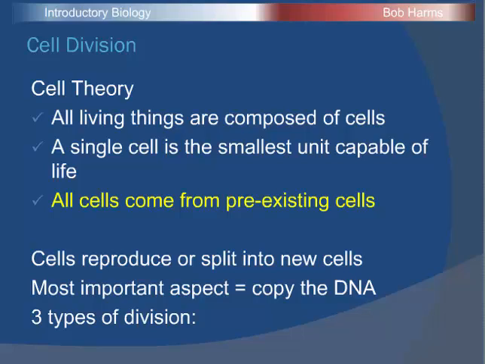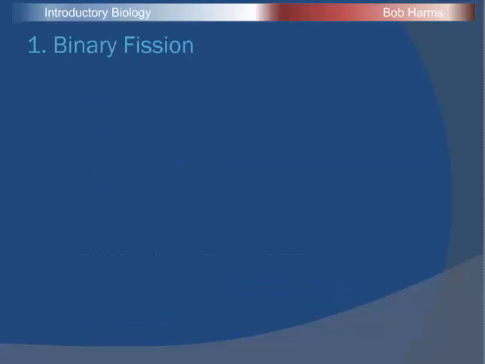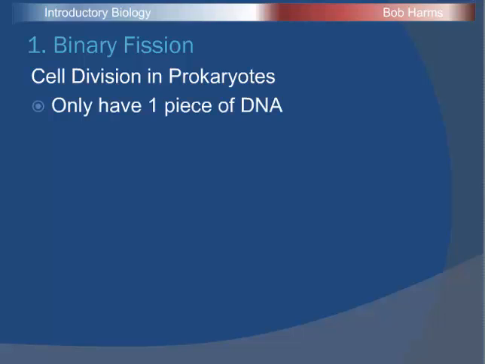And there are three different types of cell division depending on what type of cell we're looking at, and we're just going to go through and look at these three types of division. The most basic type of cell division is called binary fission, and this is the type of division or cell reproduction we see in the prokaryotic cells. And so this is going to occur in those archaea or the bacteria domains.